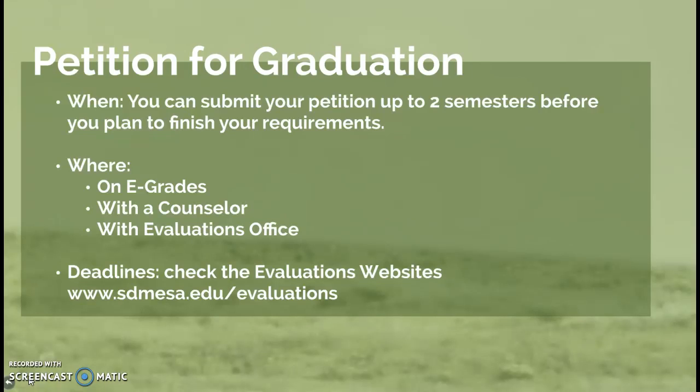A good rule of thumb is you should submit your petition at least 1 semester before you finish your requirements. However, you can technically submit your petition up to 2 semesters before. For example, if you're finishing in spring, we recommend at the very least you should petition in the fall prior. However, you can petition as early as the summer prior.